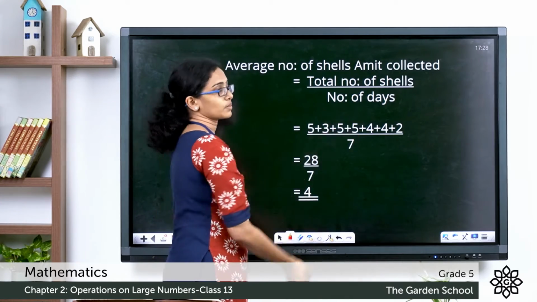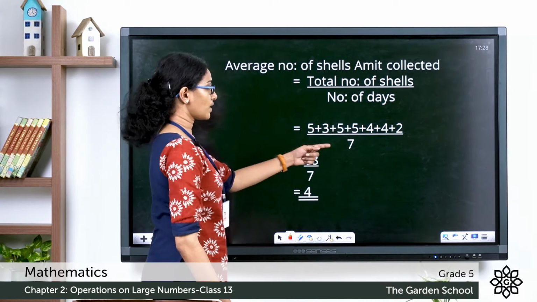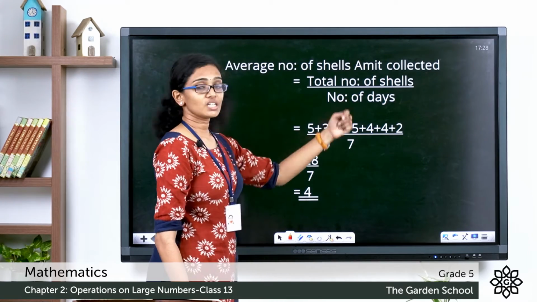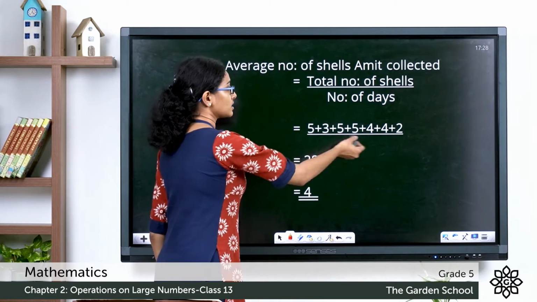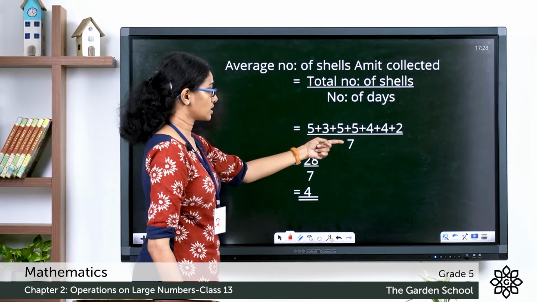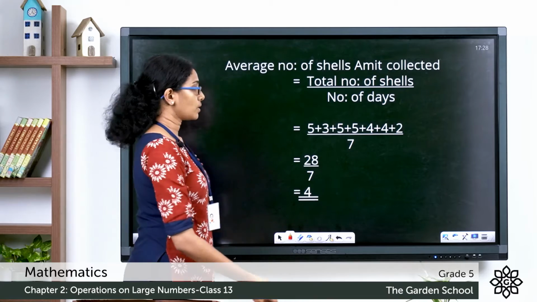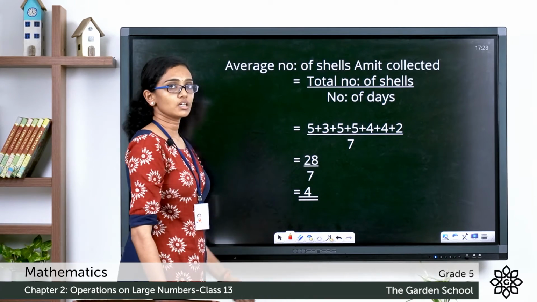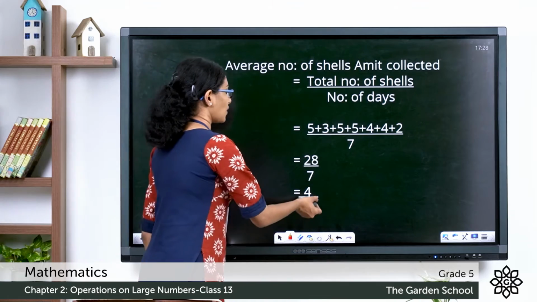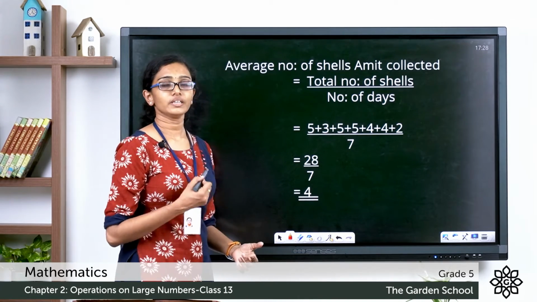So, the average number of seashells that Amit had collected will be equal to the total number of seashells he collected divided by the number of days, which is 5 plus 3 plus 5 plus 5 plus 4 plus 4 plus 2, the number of seashells collected on each day, divided by the number of days, that is 1 week, which is equal to 7. So, these numbers when added will give you the sum 28. So, 28 divided by 7 gives you 4. So, on an average, Amit had collected 4 seashells every single day.